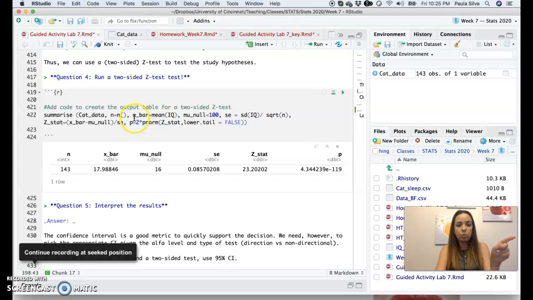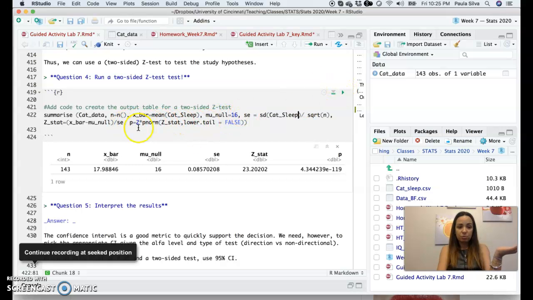And we want to compute the number of observations because we're going to need that. And we want the X bar to be the mean of cat sleep. The null hypothesis is that the number of hours that cats sleep is equal to the number of hours dogs sleep, which is 16. The standard error will be the standard deviation of cat sleep divided by the square root of n. The rest is all the same. This is a general formula that we'll use for the rest here.